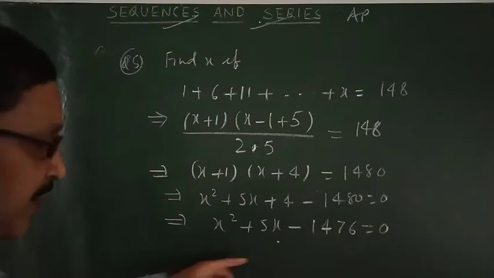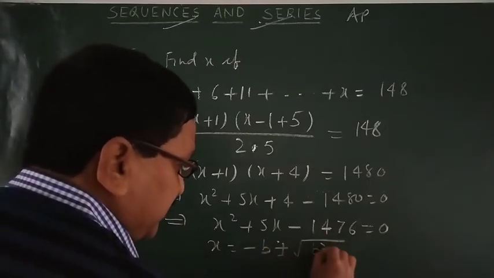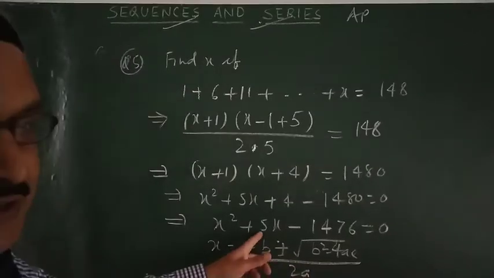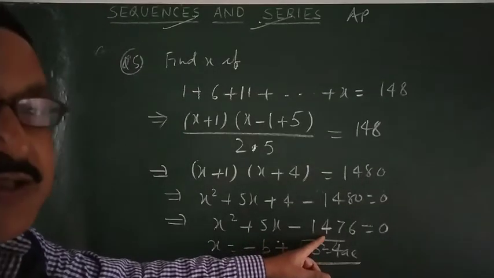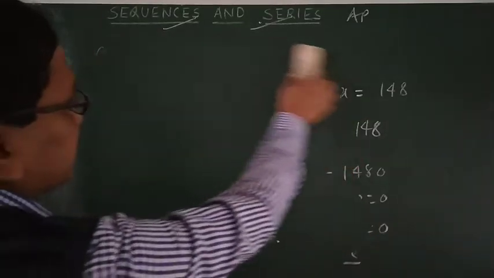You can do it by the quadratic formula. X is equal to minus B plus minus square root of B square minus 4AC, by 2A, because the middle term split from this is very tough. So use this to get X. The problem is done successfully.